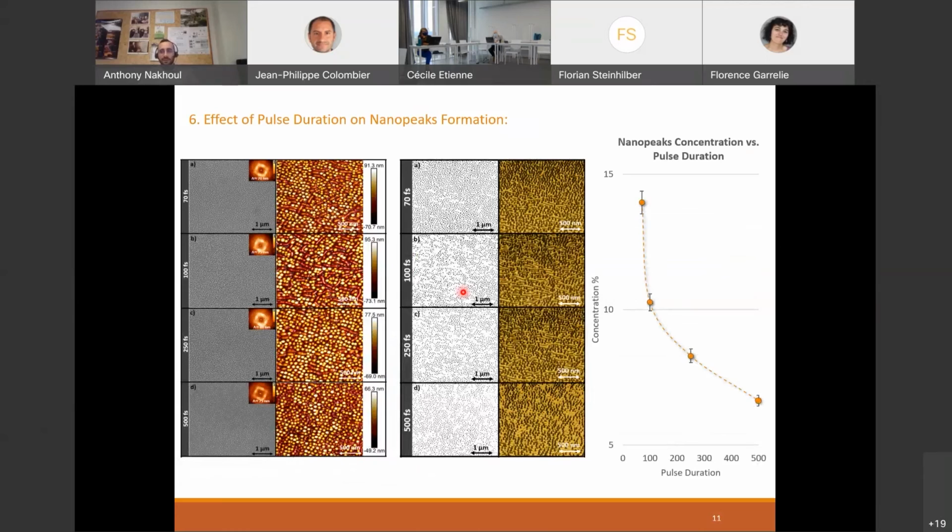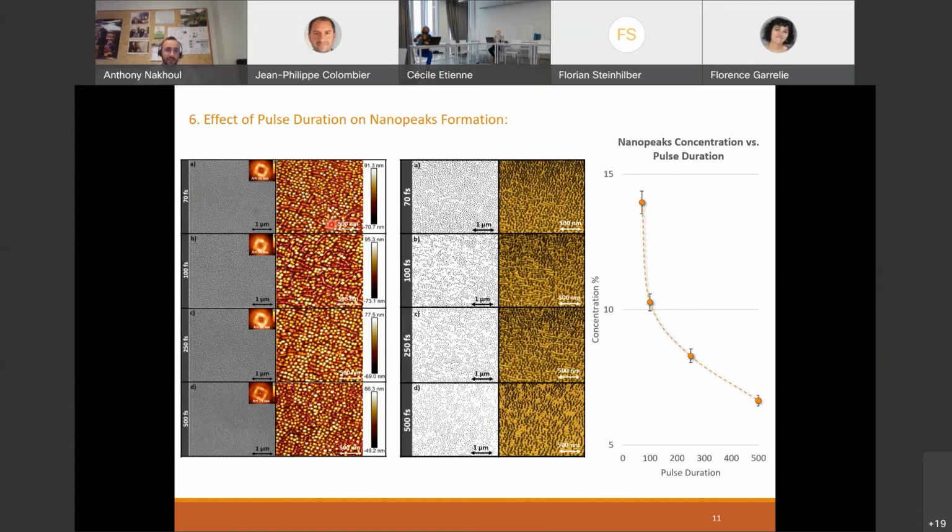And now I will discuss a little bit on the effect of pulse duration on nanopeaks formation. So what will happen if we try to fix the other parameters but only play with the pulse duration? So in general, the pulse duration was around 150 femtosecond. Now I tried to change it between 70, 100, 250, up to 500 femtosecond. So here we have the map images. We cannot see much difference. Only we can see a little bit the contrast. Maybe we can see small difference, and also on the FFT.